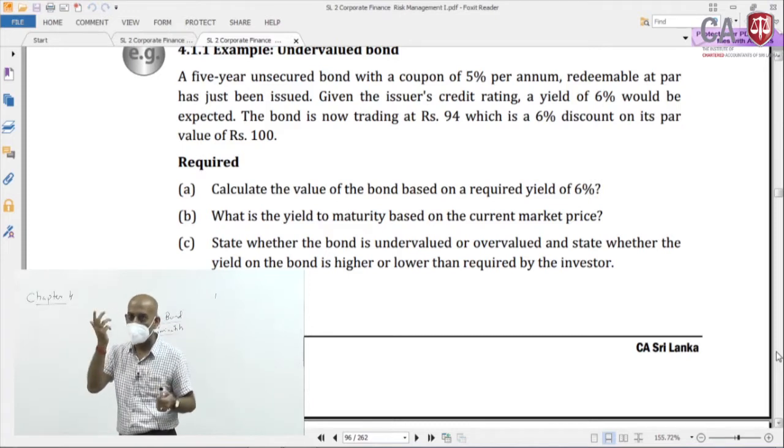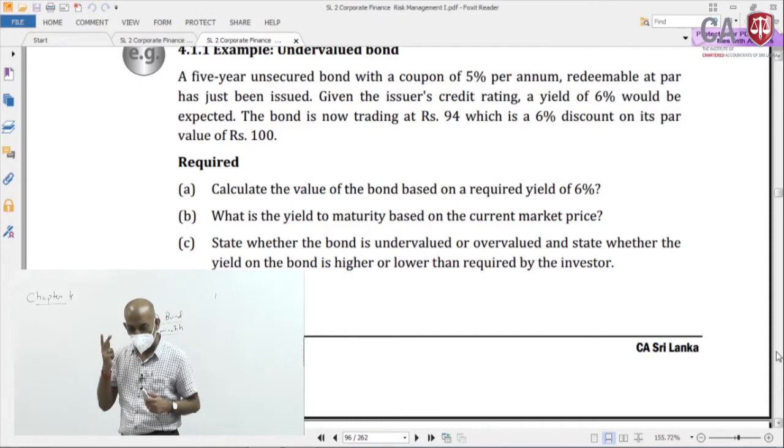Now when you read it, you get in your mind, right? 5-year bond, unsecured, 5% coupon rate, that is the nominal value you are going to pay, 5% only. Redeemable at par, there is no extra premium paid. So we know that it's a 5-year bond, 5% coupon, redeemable at par.